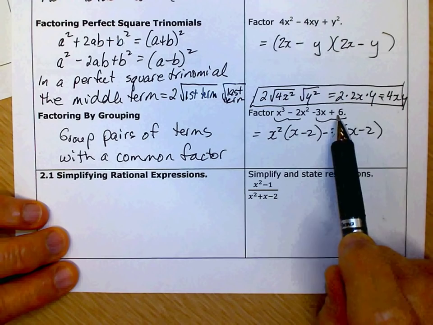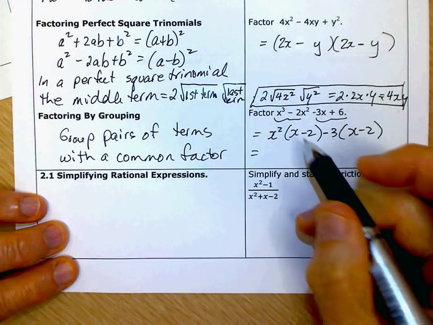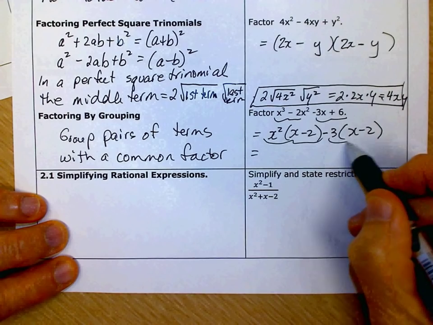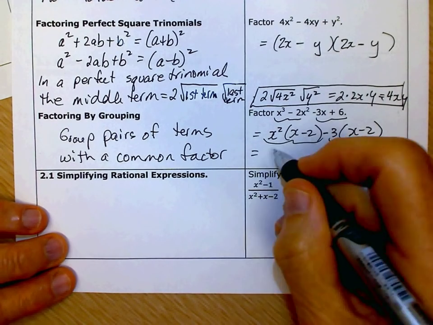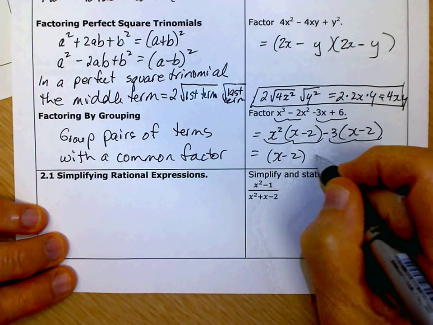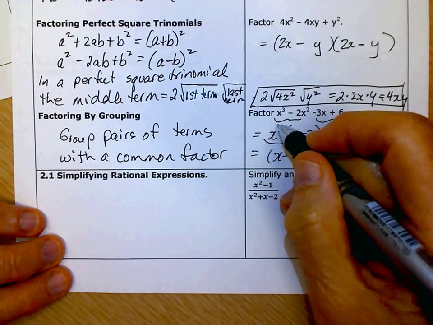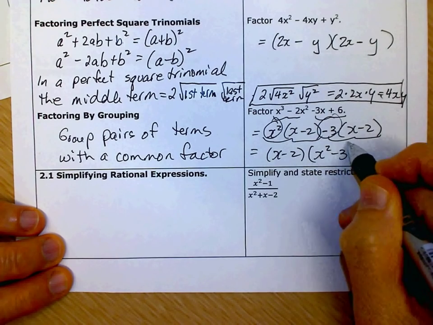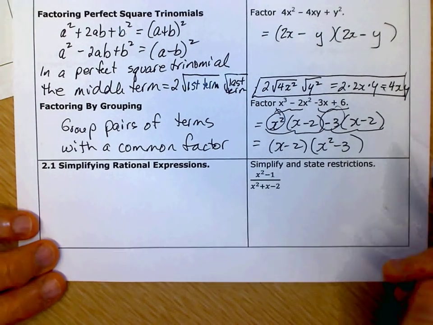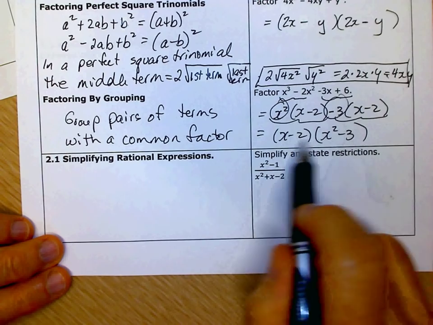So notice with these two larger expressions, I have a greatest common factor of x minus 2, and that leaves me with x squared minus 3. And that's my final answer. I can't factor that any further, so we're done.